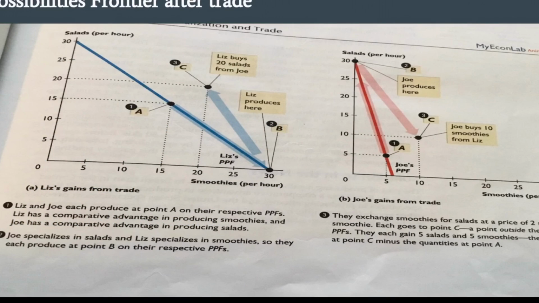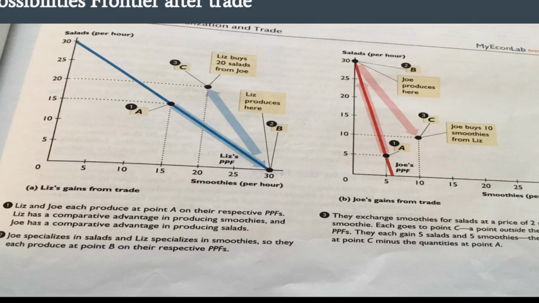This is the PPF of Joe and Liz after trade, and it shows how they gain from specialization and trade. Liz and Joe each produce at point A on their respective PPFs. Liz has a comparative advantage in producing smoothies, and Joe has a comparative advantage in producing salads. Joe specializes in salads and Liz specializes in smoothies. So they each produce at point B on their respective PPFs. They exchange smoothies for salad at a price of 2 salads per smoothie. Each goes to point C, a point outside their individual PPFs.